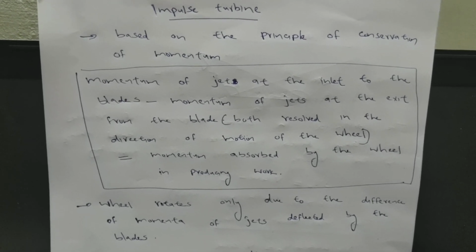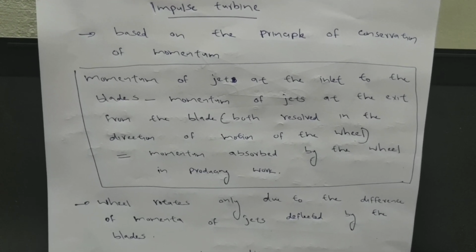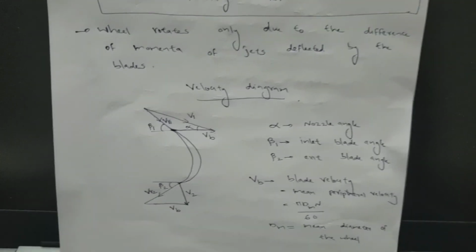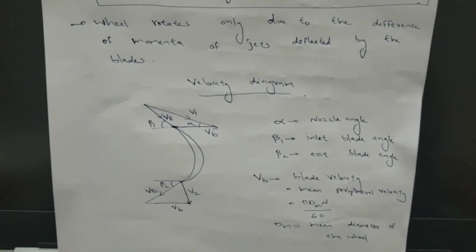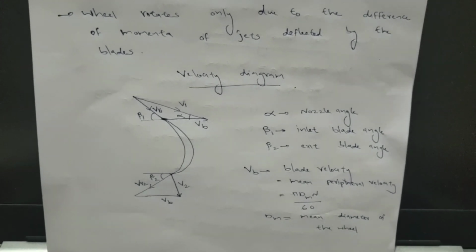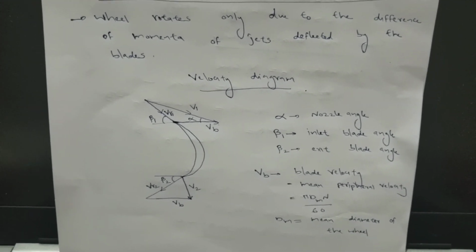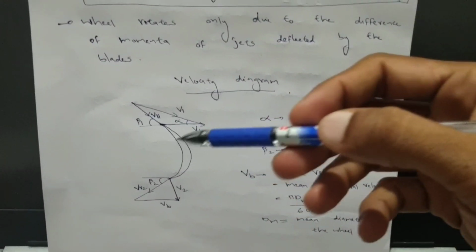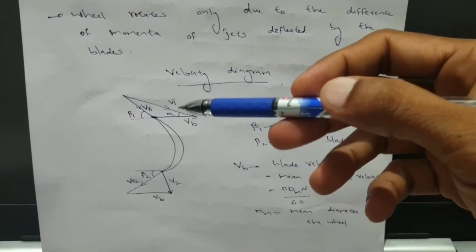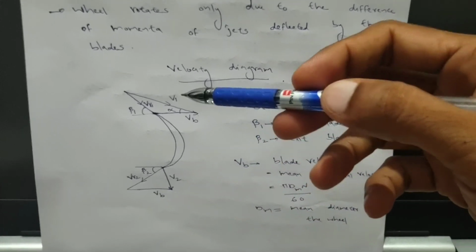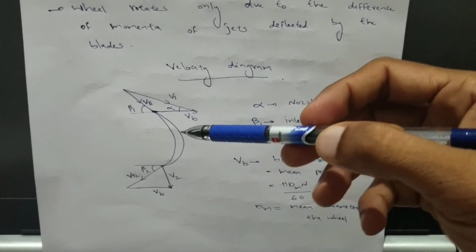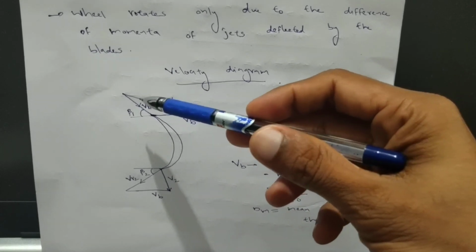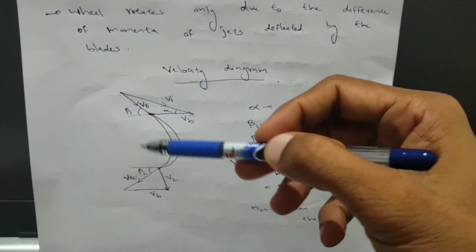So when discussing a turbine, the most important thing is its velocity diagram. We need to draw its velocity diagram. Any velocity diagram can be drawn in different ways. Here I just follow the conventions of one standard textbook. So this is the blade, and this is the inlet, and this is the exit.